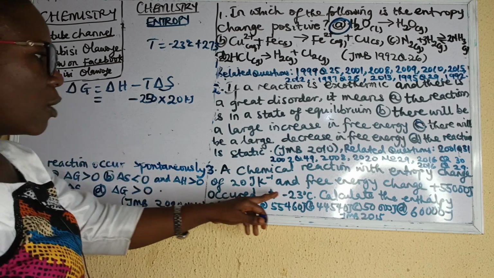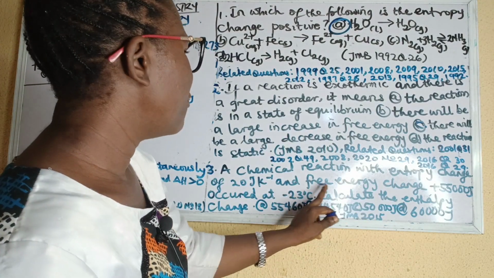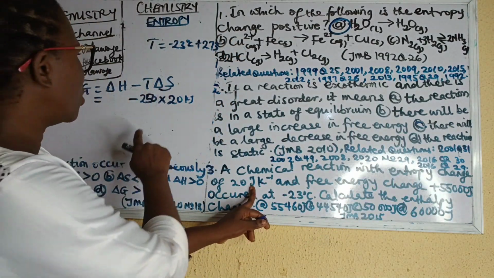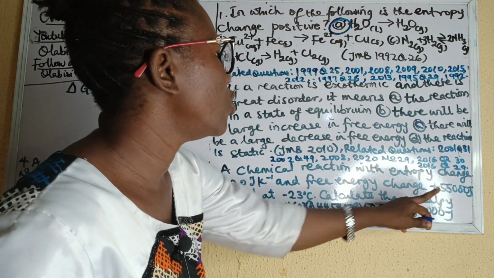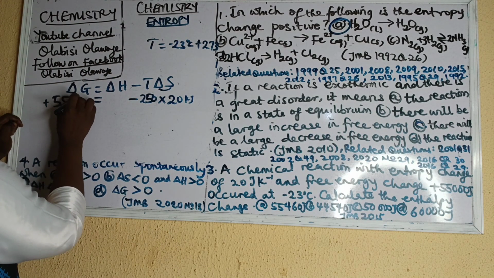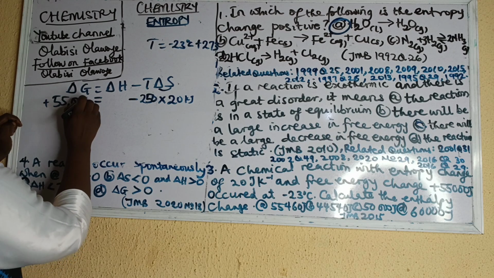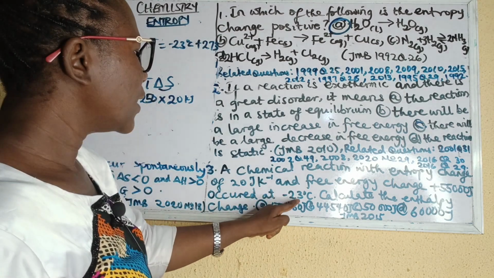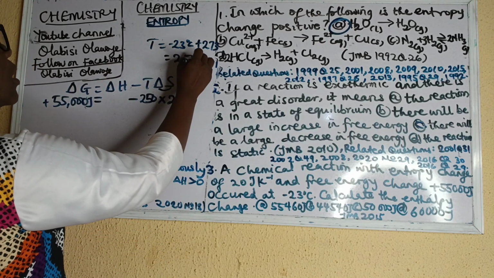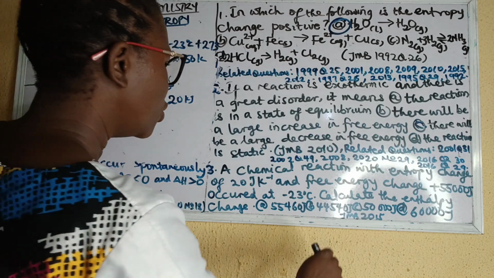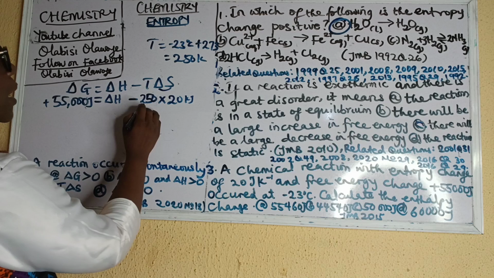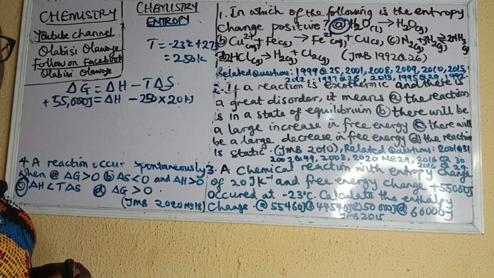Then the change in enthalpy. Let's see, what are we calculating? Again, a chemical reaction with entropy change of 20 kilojoule, that's delta S, and free energy change, this is G here, of plus 55,000 joules, occurred at minus 23, which is the temperature, and it has been calculated as 250 Kelvin. What is the enthalpy change? Calculate the enthalpy change. That is delta H. So getting this, we need to multiply 250 and 20 together.